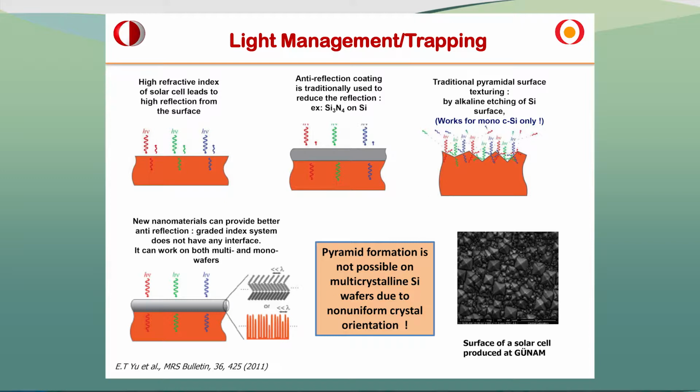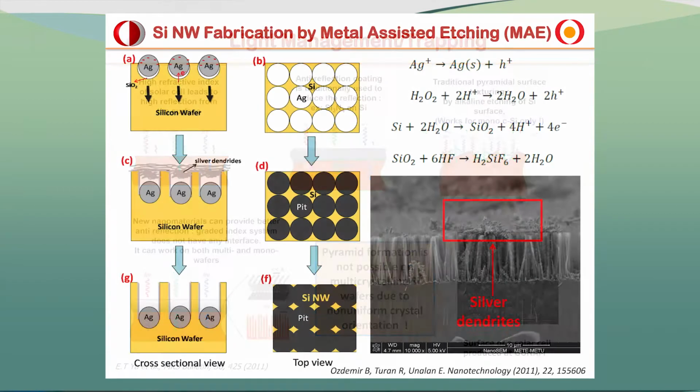Well, you can also try to find some new nanomaterials that you can put on the surface that can provide some graded index on the surface, so that you don't have any interface. So this approach can work on both multicrystalline and monocrystalline wafer, and it can provide a better light trapping on the surface than this combination of these two systems. So this is what we are trying to find out.